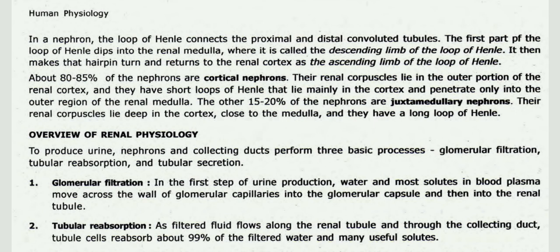About 80 to 85% of the nephrons are cortical nephrons. Their renal corpuscles lie in the outer portion of the renal cortex and they have short loops of Henle that lie mainly in the cortex and penetrate only into outer regions of the renal medulla. The other 15 to 20% of the nephrons are juxtamedullary nephrons. Their renal corpuscles lie deep in the cortex close to the medulla and they have long loops of Henle.